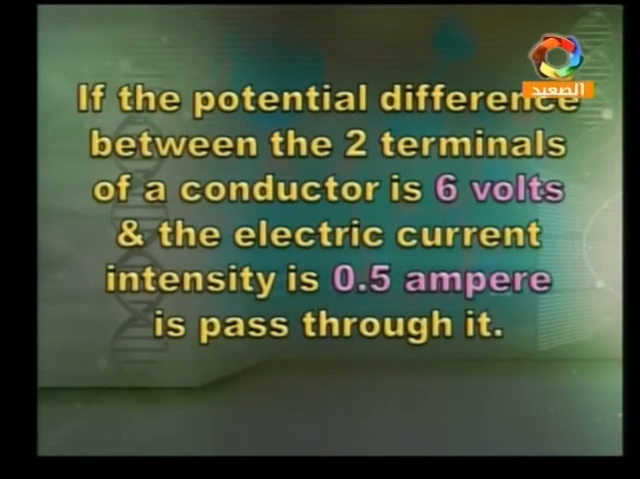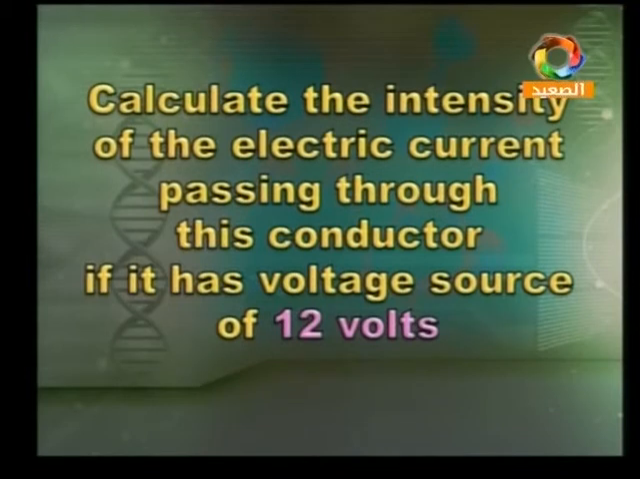Yes. Let's see that. If the potential difference between the two terminals of the conductor is 6 volts and the electric current intensity passing through it is 0.5 ampere. Tell me what you need. I need to calculate the intensity of electric current passing through this conductor if it has a voltage source of 12 volts. Now I have 3 numbers. We can answer this problem with the 3 numbers.